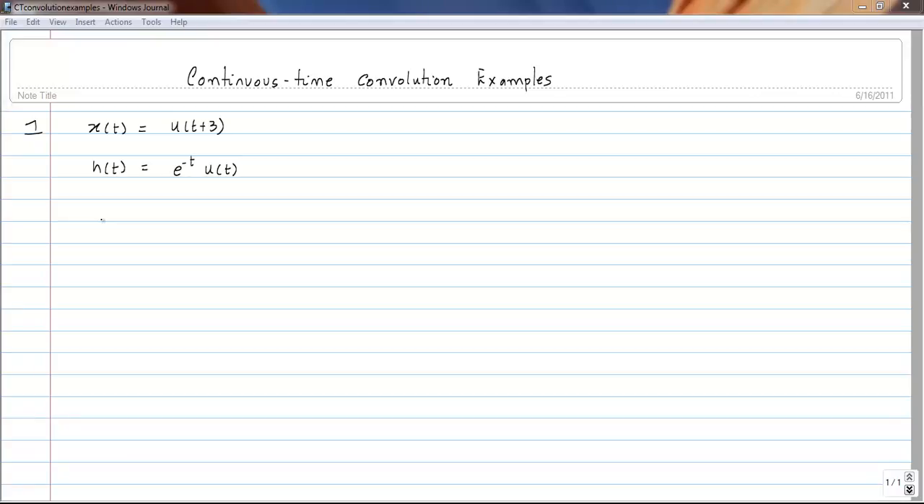I'm going to work out a few examples now to show how to perform continuous time convolution. So let's begin with the example where we're supposed to convolve the signal x of t, which is u of t plus 3, with h of t, which is e raised to minus t times u of t.